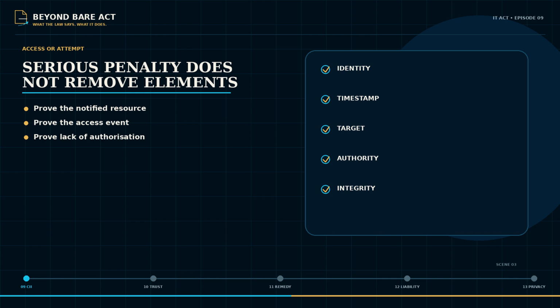Section 70 is not a slogan meaning important system plus suspicious activity. It is a structured inquiry. Notified system, defined boundary, access or attempt, absence of valid authority, attributable actor, and evidence whose integrity can withstand scrutiny.